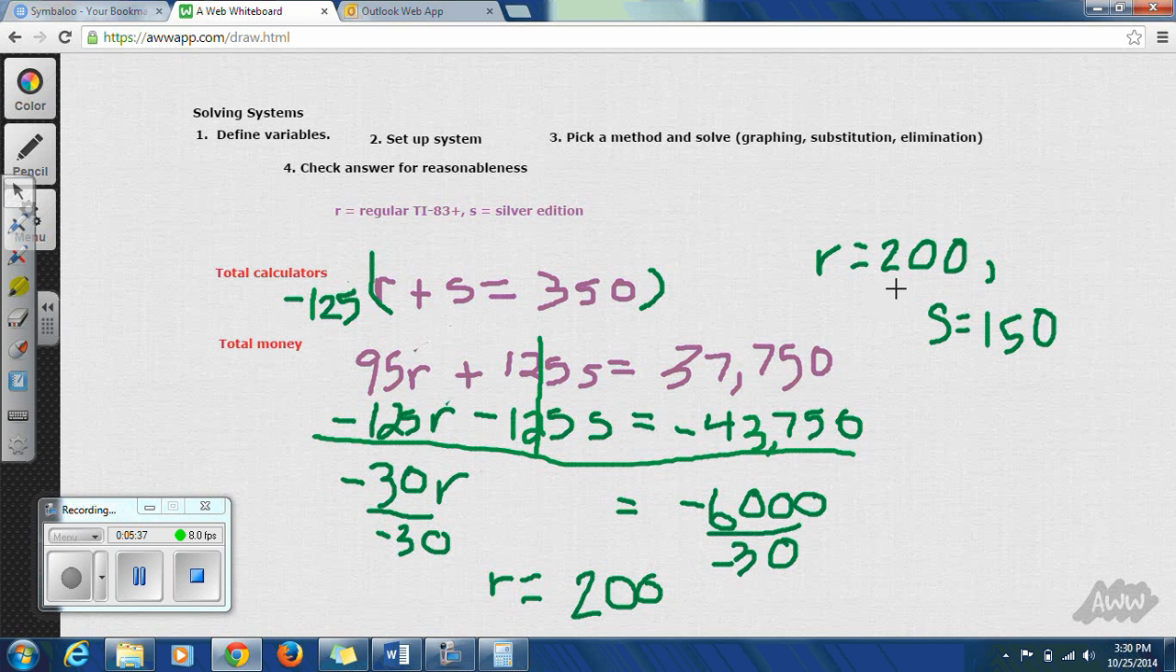So checking the work, 200 plus 150 does equal 350, and when I do the values of 200 times the regular price of 95, and 150 times the silver price of 125, when you plug those back in, it should equal the total amount of money spent, $37,750.